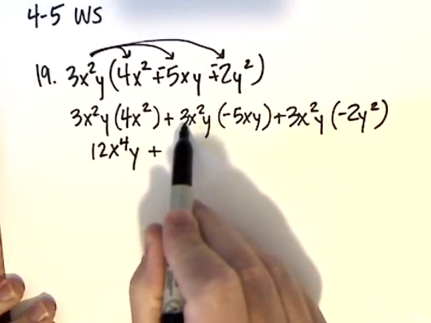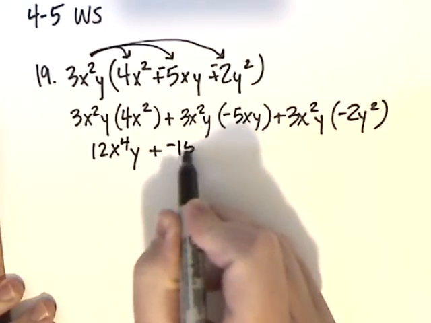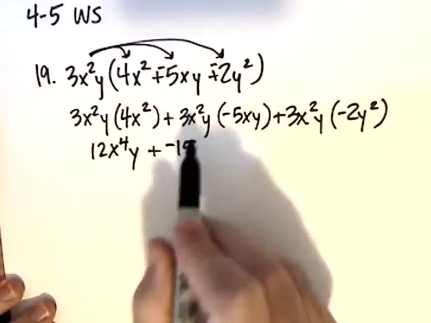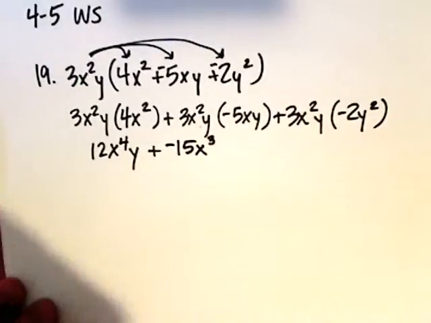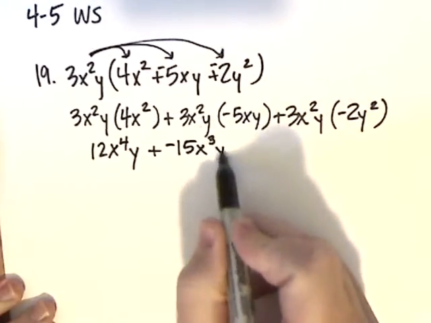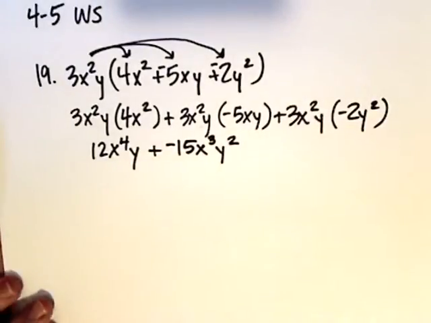Now we can move on to the next multiplication problem right here. Take the coefficients, 3 and negative 5, and multiply those. That gives me negative 15. Then do the x squared times the x. That gives me x to the 3rd. Then I can take the y times the y, and that gives me y squared.